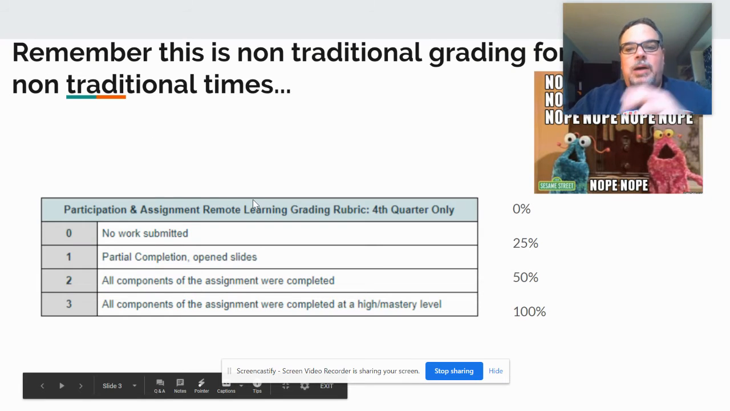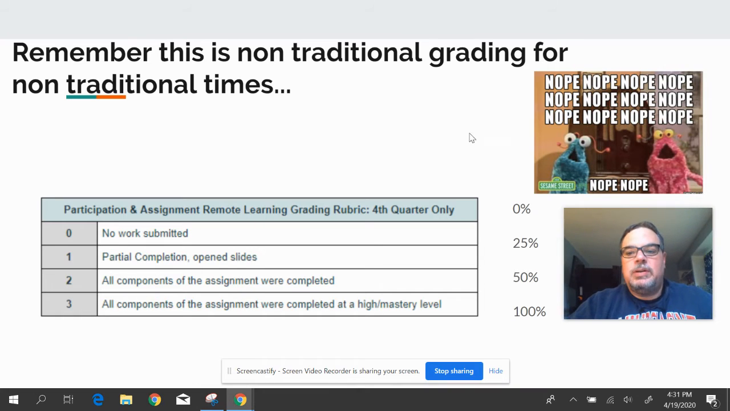Now, I want people to remember, and I'm going to move myself underneath my Muppet guys, you have to remember that it's non-traditional grading for non-traditional times. There's an inclination, if you're thinking traditionally, to look at this and think, okay, a 0 is a 0, and a 1 is a 25, and a 2 is a 50, and a 3 is a 100. I don't think that's the intention of this rubric at all.